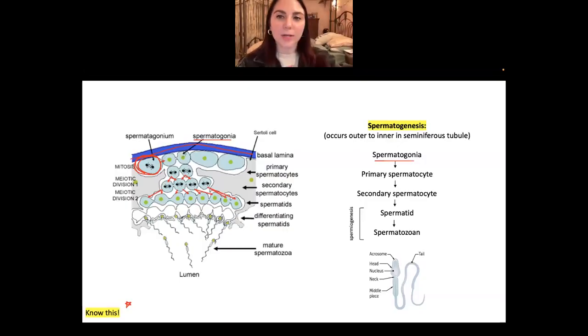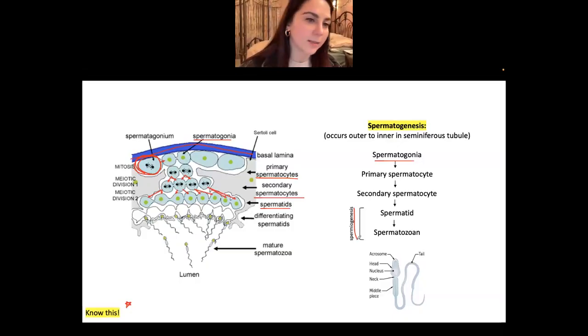Then the spermatogonia, which is the outermost layer of the seminiferous tubule, with each meiotic division goes to primary spermatocytes. Then you have another meiotic division and go through secondary spermatocytes. And you keep going, and then you get spermatids. From here, once you have spermatids, the process switches from spermatogenesis to spermiogenesis.